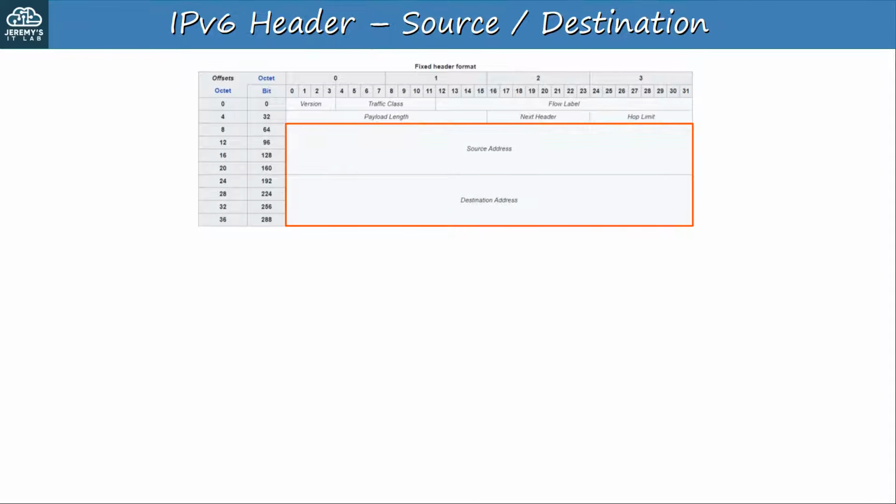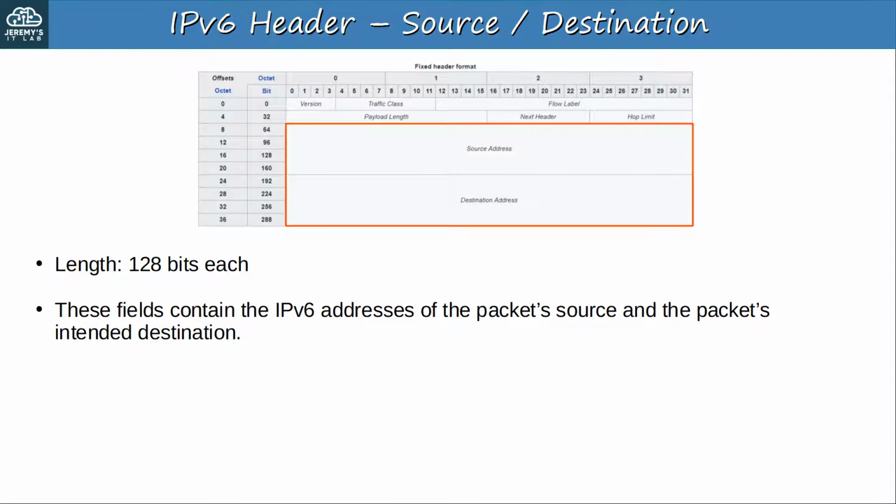Finally, the last two fields are the source address and destination address fields. As you already know, they are 128 bits in length each. 128 bits for the source, 128 bits for the destination. These fields contain the IPv6 addresses of the packet source and the packet's intended destination.